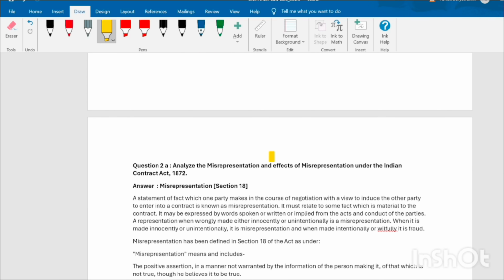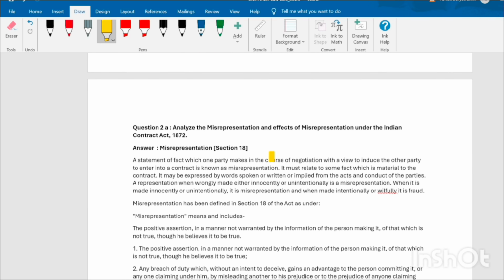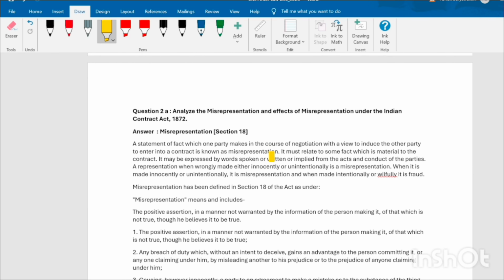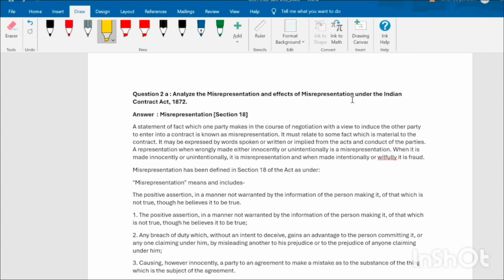So now let's come to the section B of question paper, where we have to give full answers of 7 marks each. So let's start with question number 2A. Question is, analyze the misrepresentation and effect of misrepresentation under Contract Act 1872. Basically, misrepresentation is section 18 of Indian Contract Act.